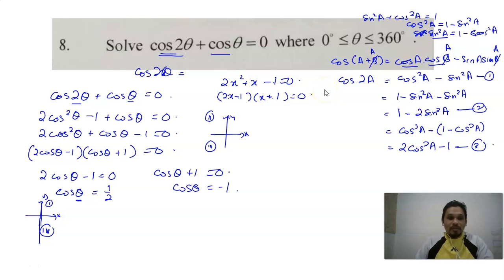So before that, we are going to find out what is the basic angle of this. Theta equal to arc cos of 1 over 2.